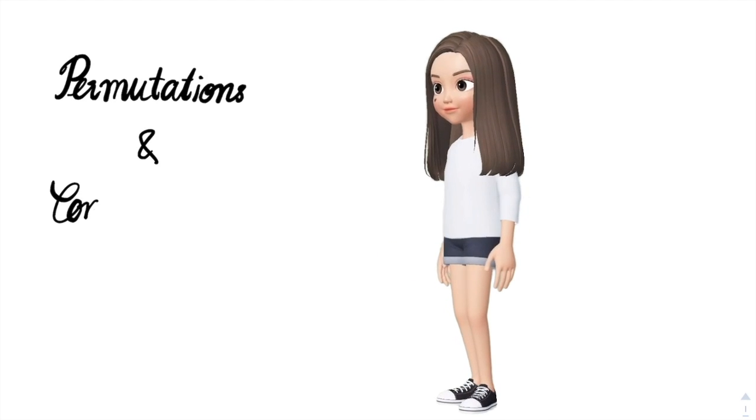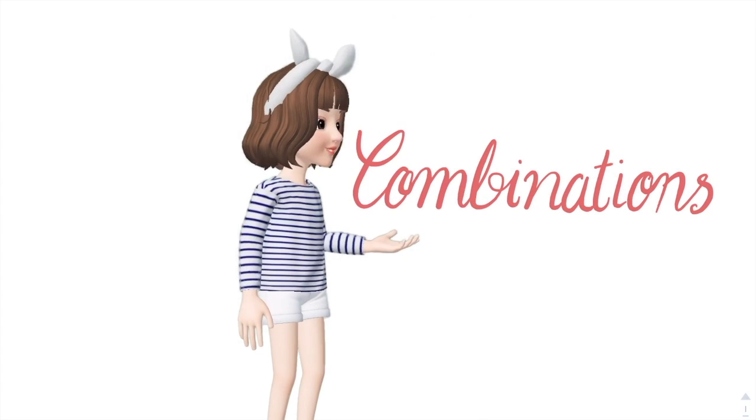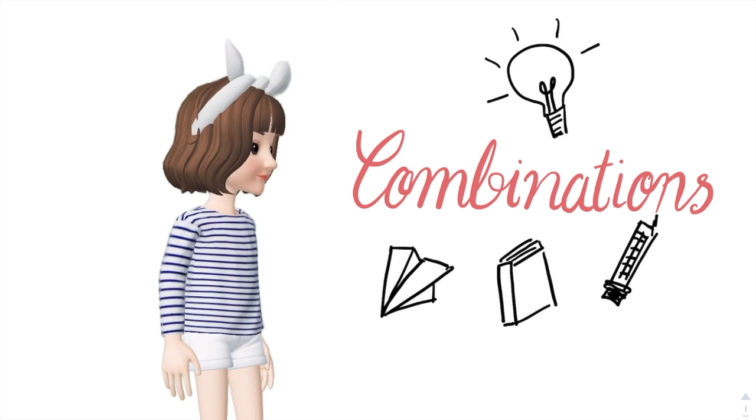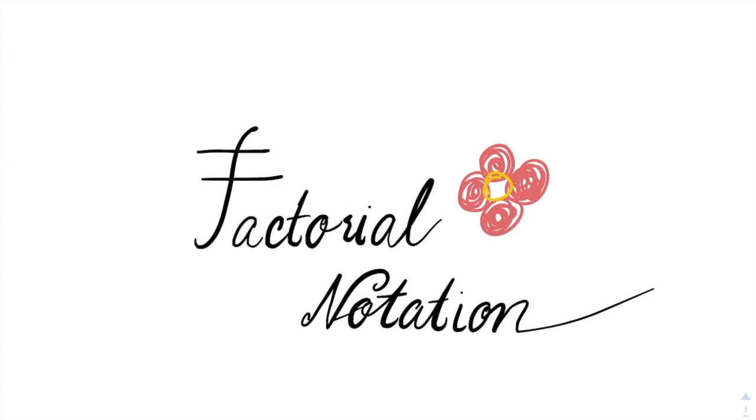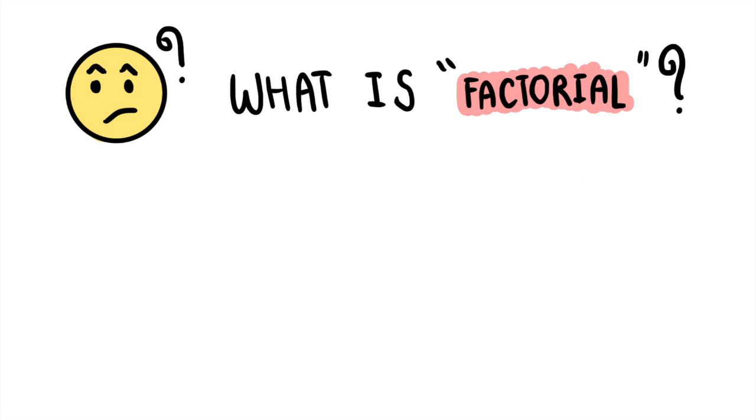Everyone, today we are going to talk about combination and permutation. But in this lesson we are going to focus on combination. First of all, we have to know the symbols related to this topic. This symbol is factorial. What is factorial?